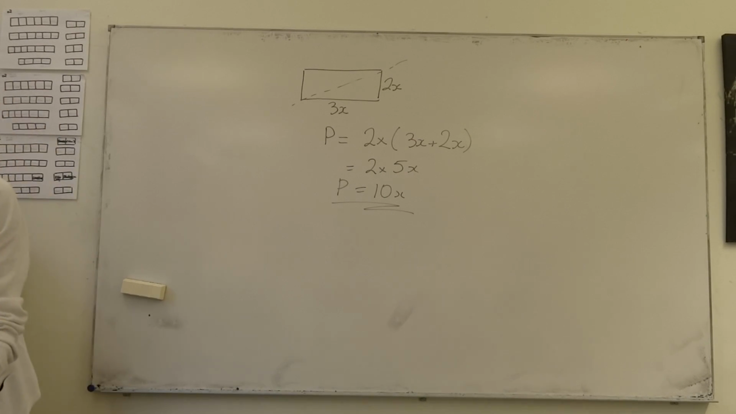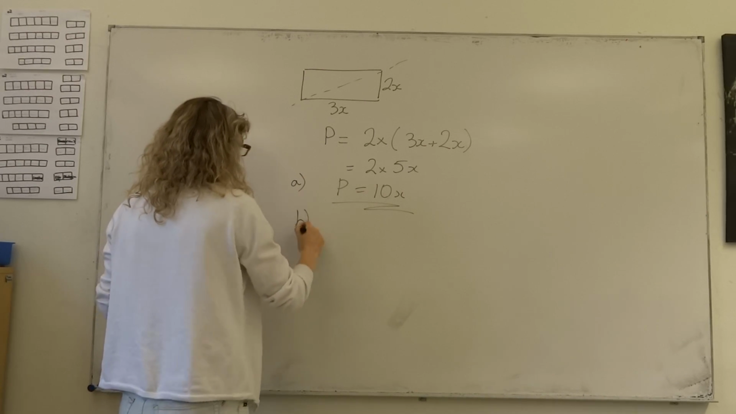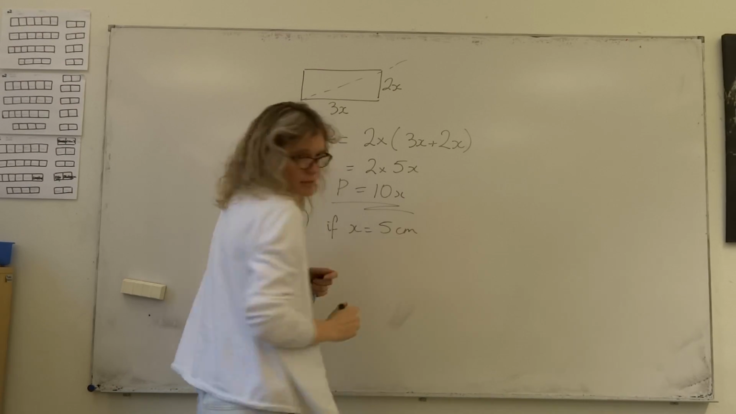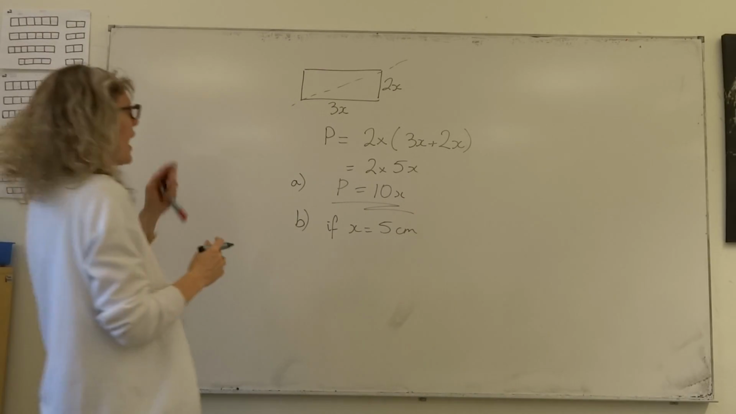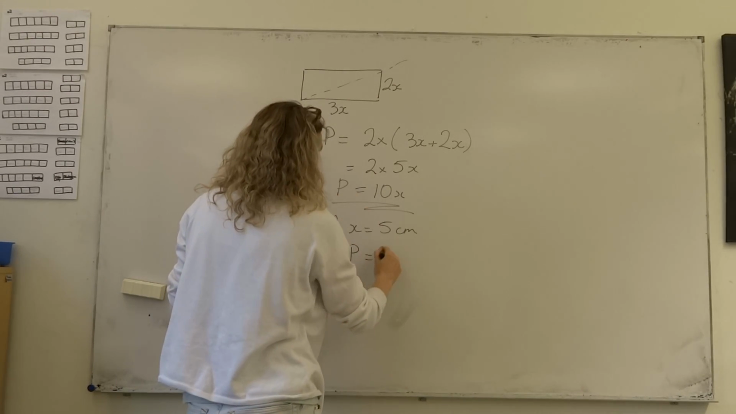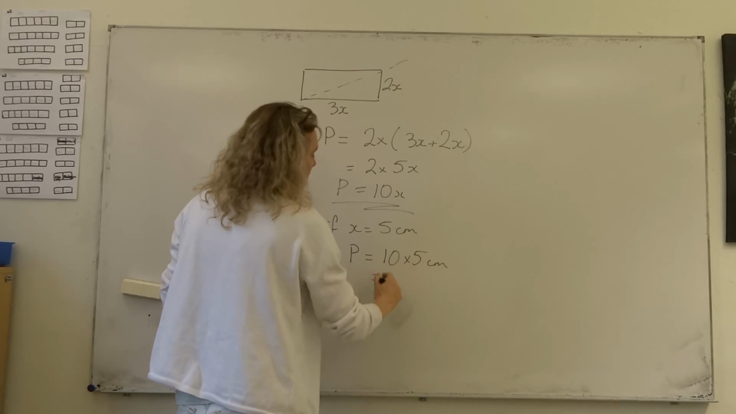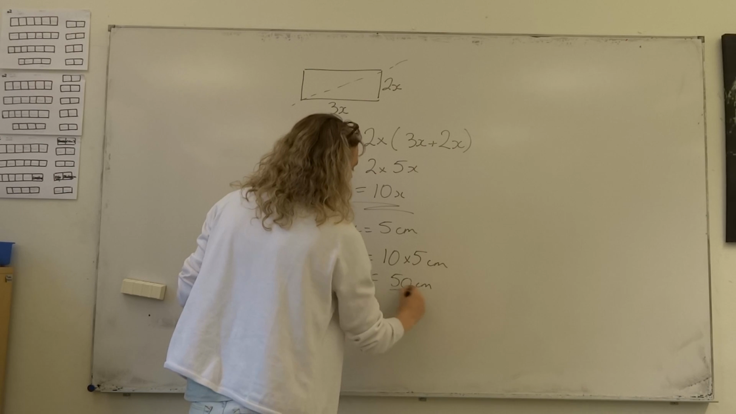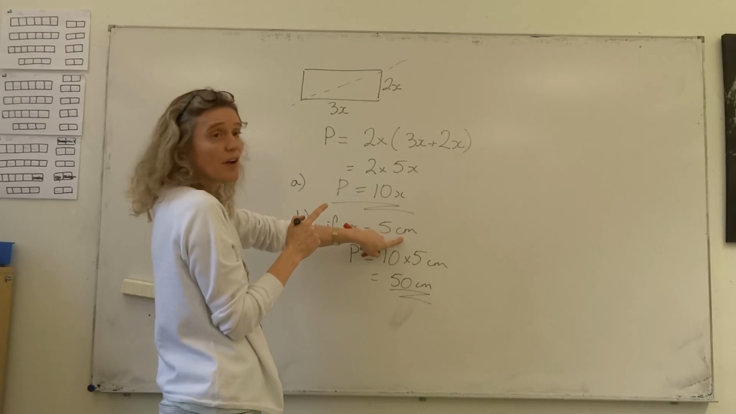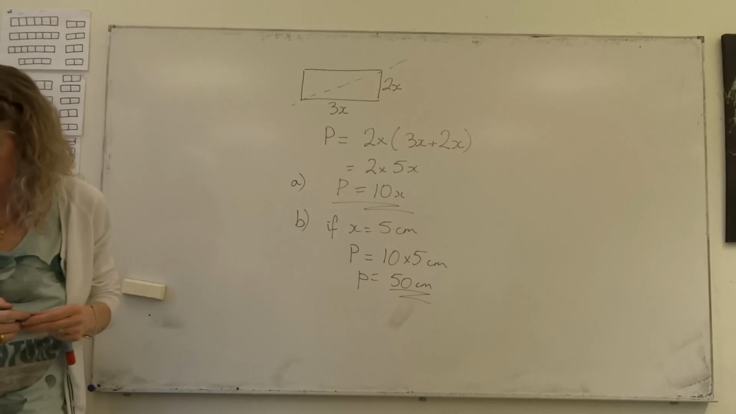Then it says, calculate the perimeter, so that's the answer to A. Calculate the perimeter if x equals 5 centimeters, wasn't it? 5? Okay, well if x equals 5 centimeters, we just put 5 there. The perimeter will be 10 lots of 5 centimeters. 10 times 5 is 50, so we get a perimeter of 50 centimeters. Units are important here. They told us that x is 5 centimeters, so the perimeter is 50 centimeters.